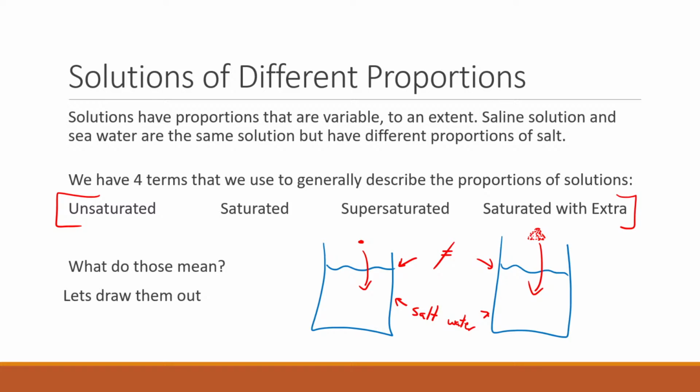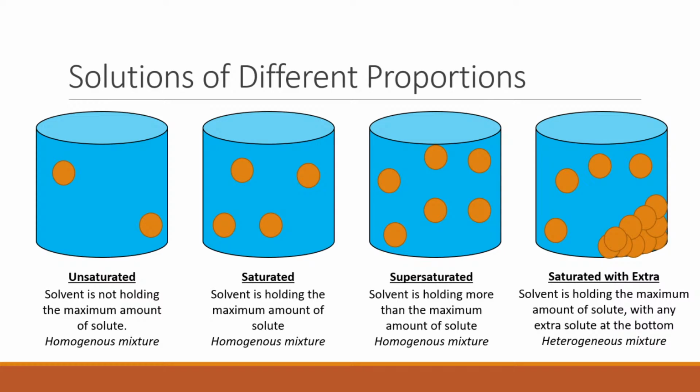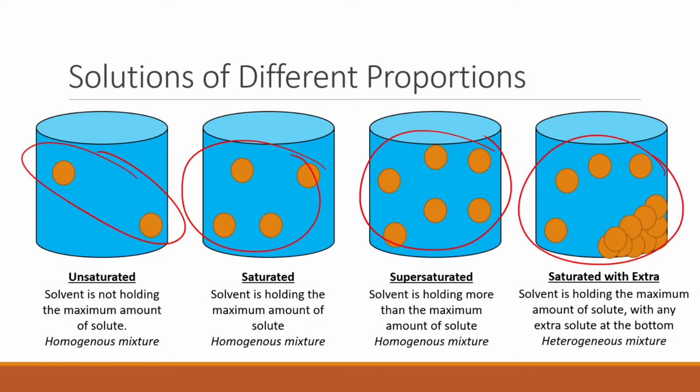Let's look at these terms visually, because I think that's the easiest way to go about understanding them. Here, we see four identical cups of water. You can tell that they are cups of water because they are cylinders and they are blue. And that's about as good as art as I can make. These are all identical cups of water except for the contents inside, right? You'll notice there are different amounts of dissolved molecules in these cups of water.